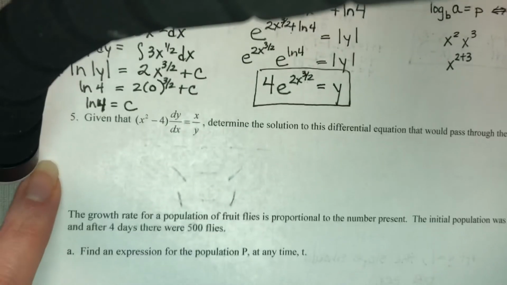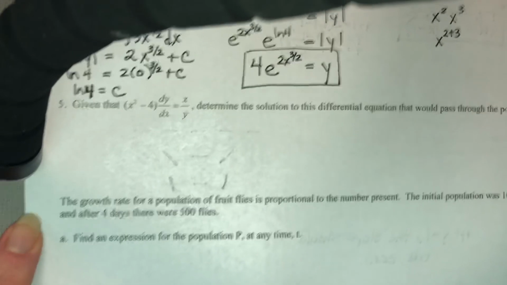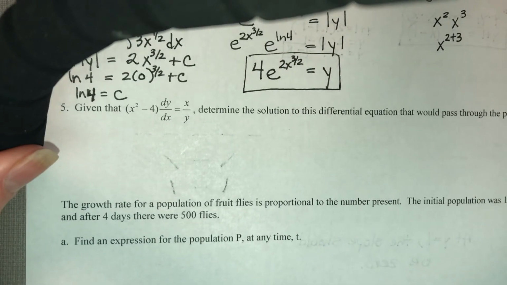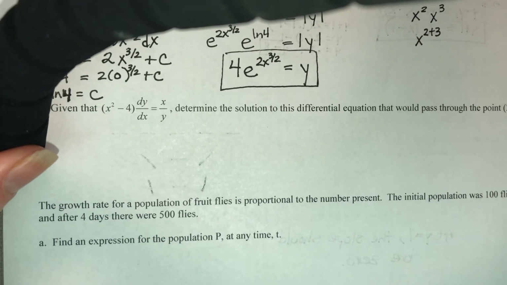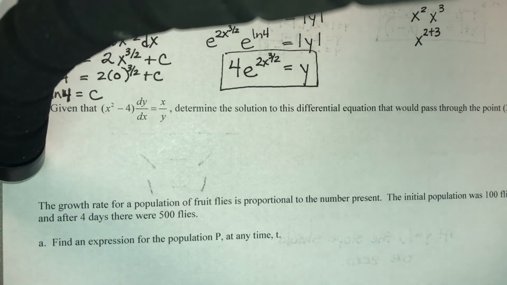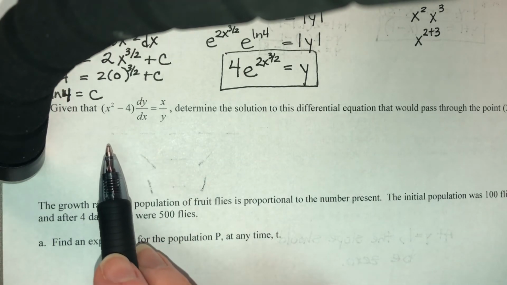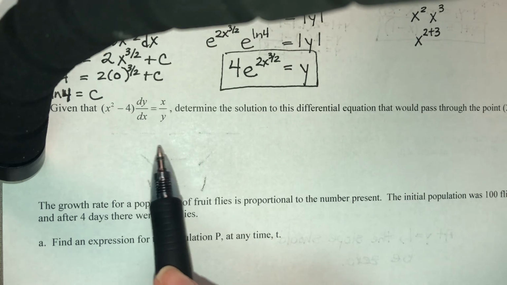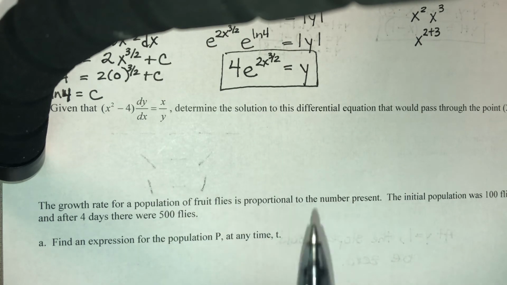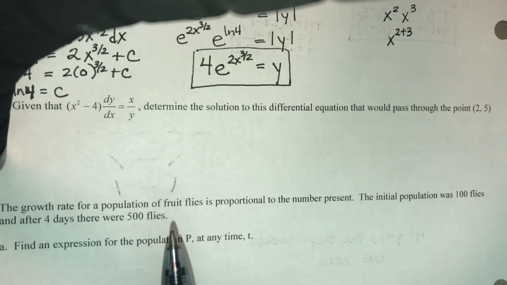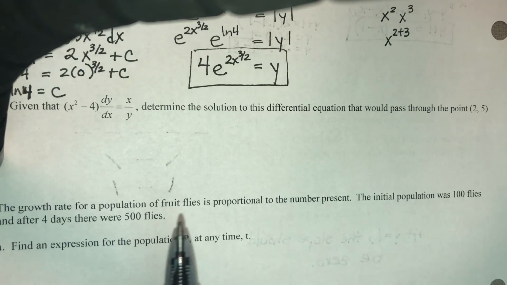All right, let's look at number 5. Given that the quantity x squared minus 4 times dy dx is equal to x over y, determine the solution to this differential equation that would pass through the point (2, 5). Okay?